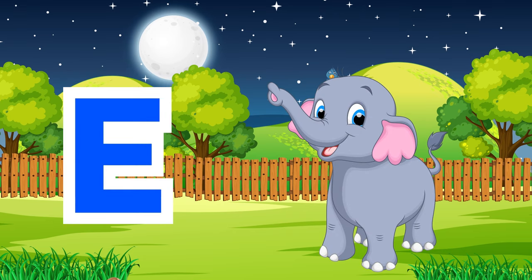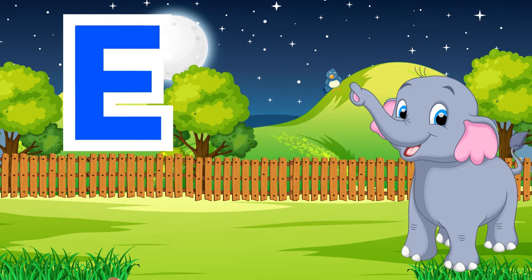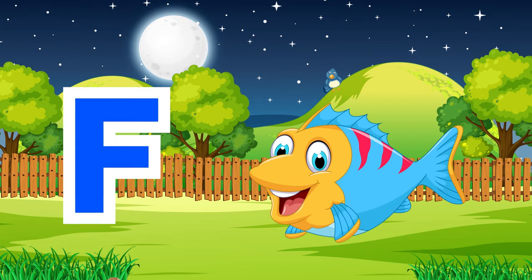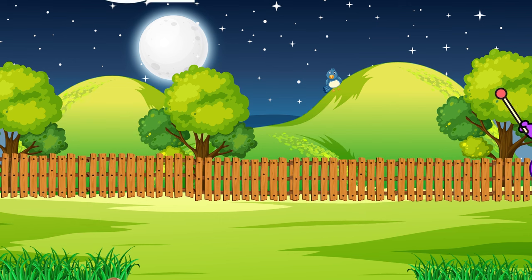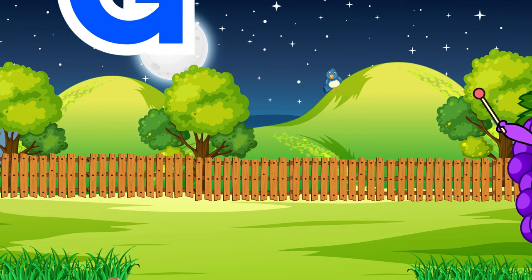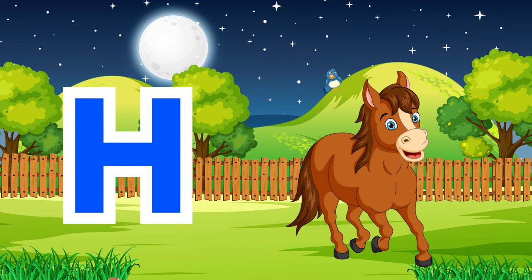E for elephant. Elephant means hathi. F for fish. Fish means machli. G for grapes. Grapes means angur. H for horse. Horse means ghoda.